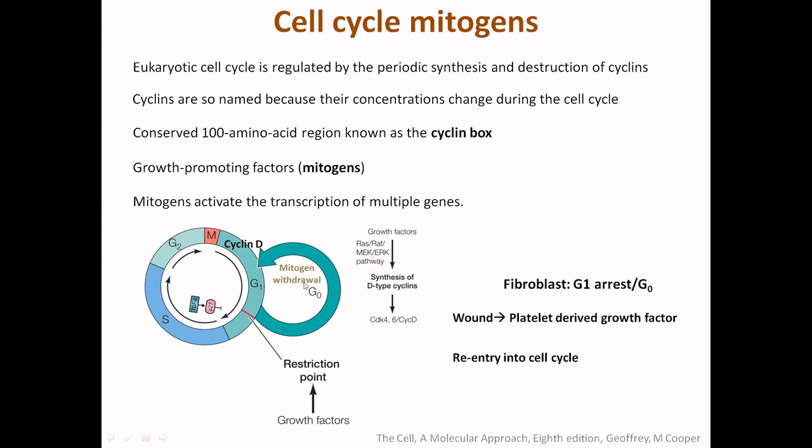Next, we will discuss what will happen if we withdraw the mitogen in the early G1 phase. When we withdraw the mitogen in the early G1 phase, there is accumulation of p15 and p16. And we know these are inhibitors of the cell cycle, or tumor suppressor genes. So when their concentration accumulates, they inhibit the cyclin D dependent activity of the cyclin dependent kinase 4 and 6. Thus, there is an inhibition in the progression of the G1 phase.